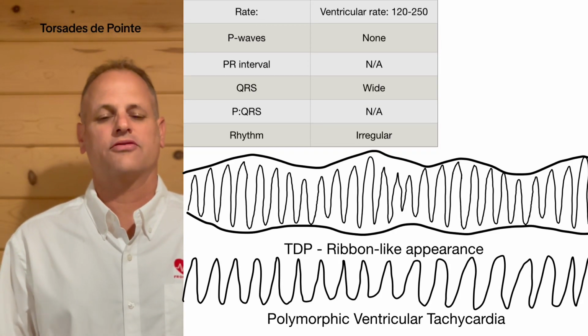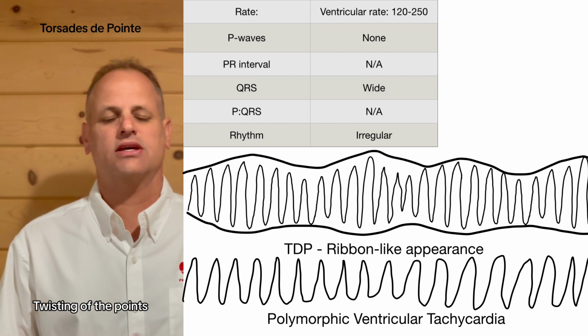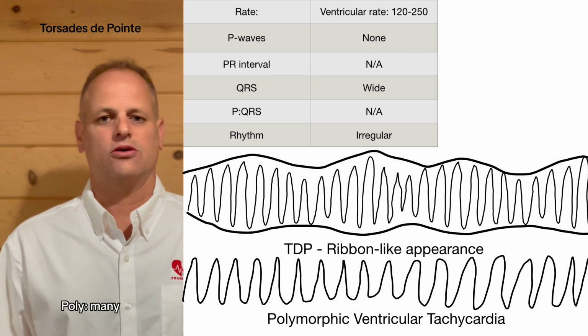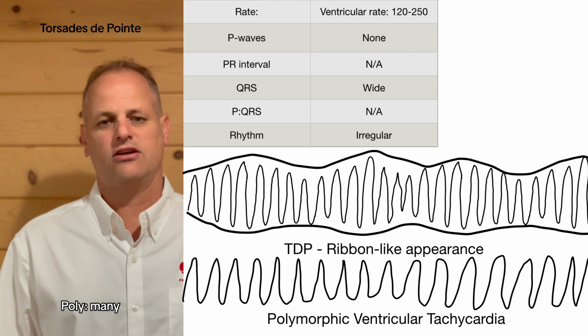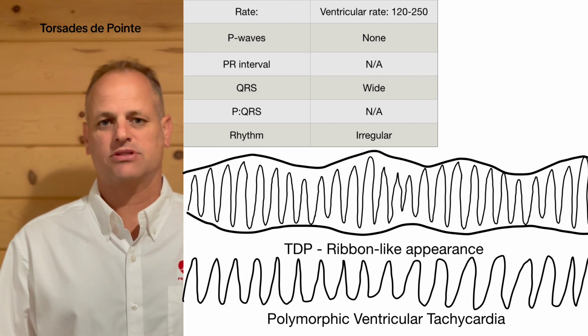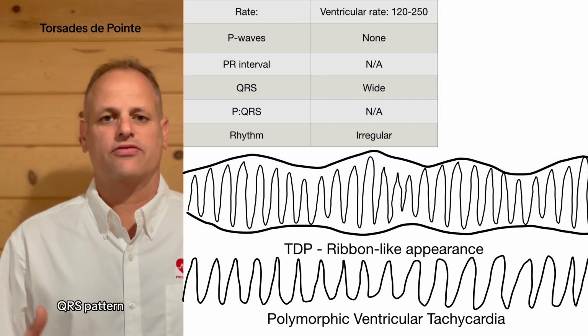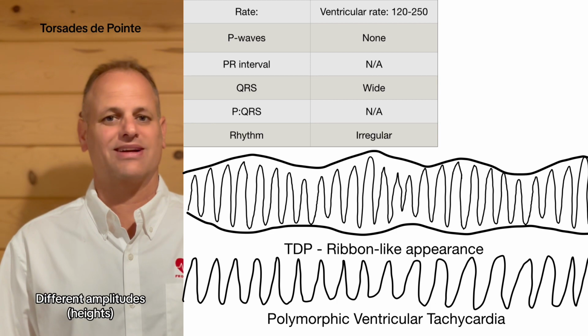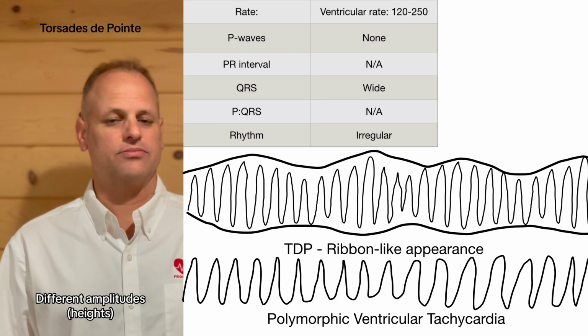Torsade de Pointes, French for twisting of the points, is a polymorphic ventricular tachycardia. So poly meaning many, morph meaning shape. So it's many shapes. This is in reference to the QRSs that form this pattern. So the QRSs are going to be different widths and they're going to be different heights or different amplitude.